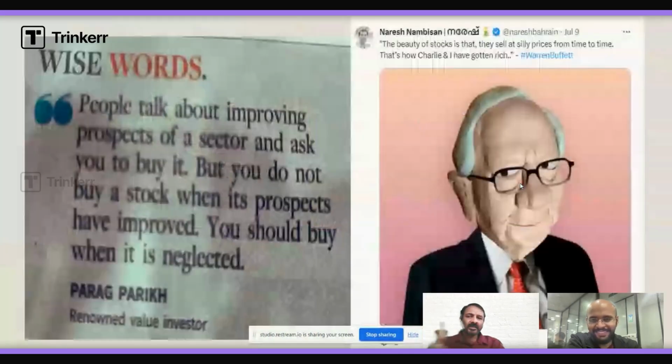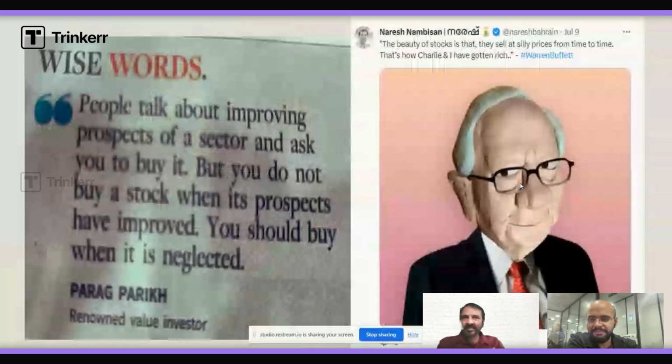Right. Now see, this is Parag Parikh ka say: people talk about improving prospects of a sector and ask you to buy it. But you do not buy a stock when its prospects have improved. You should buy when it is neglected. See, every 6 months or 1 year, there are new themes that come. Insurance, the theme aa gaya. A different sector, the theme aa gaya. And when they talk about the sector and people understand it, by the time the stock has already gone up. Don't buy at that particular period. Wait for stocks to retrace. That time you buy.